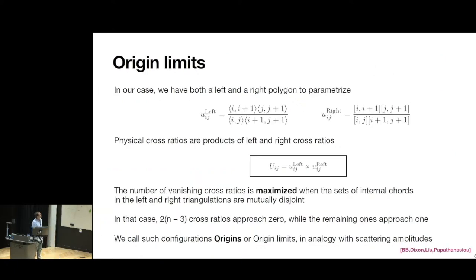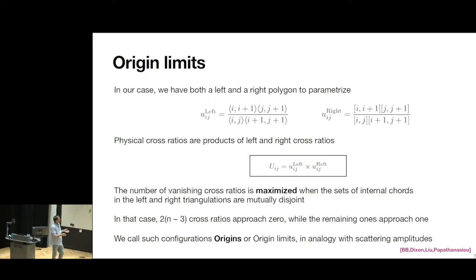So as I say, we get left and right geometry to take into account. The physical cross ratios are the product of the two. So in practice, if we want to maximize the number of cross ratios that are going to 0, which is something that we want to do as a simplification to begin with, we should choose for the left and right geometry two triangulations which have no chord in common.